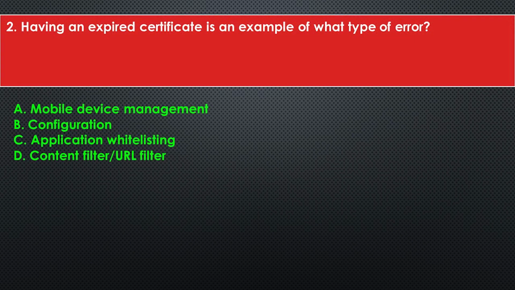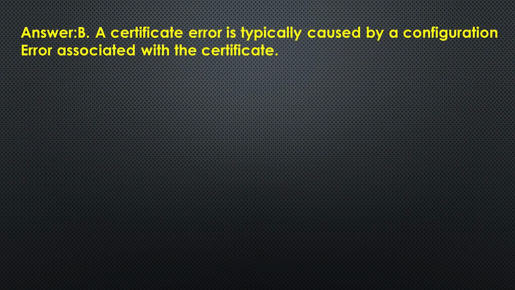2. Having an expired certificate is an example of what type of error? A. Mobile device management. B. Configuration. C. Application whitelisting. D. Content filter/URL filter. Answer B. A certificate error is typically caused by a configuration error associated with the certificate.